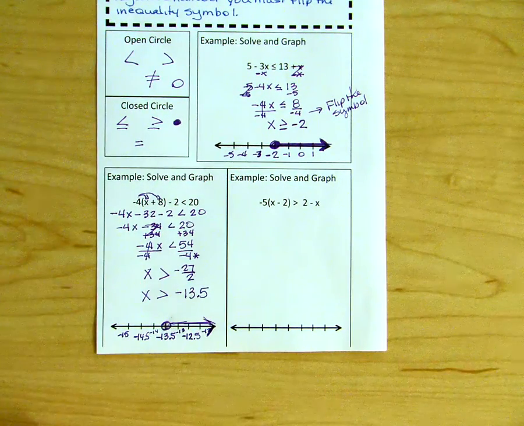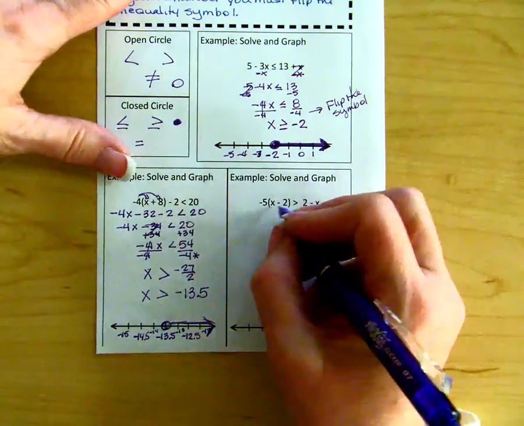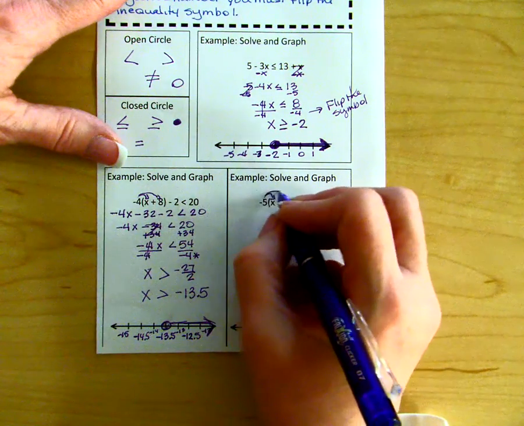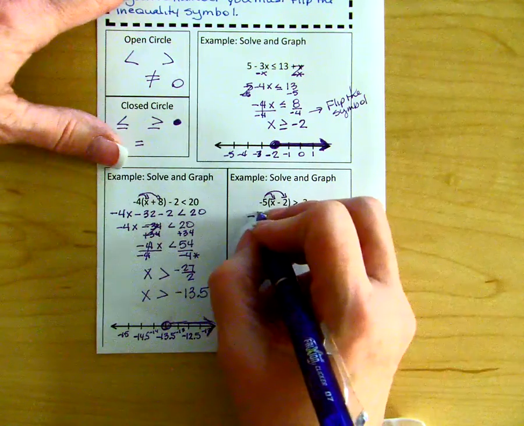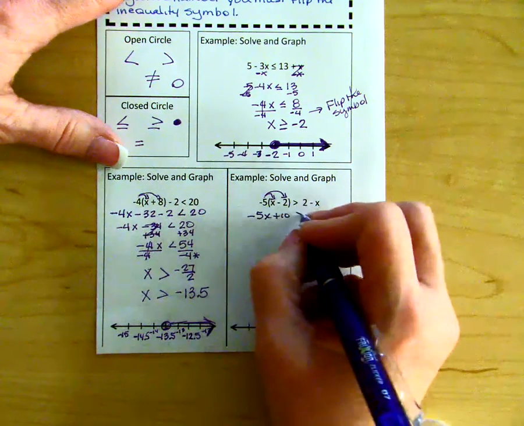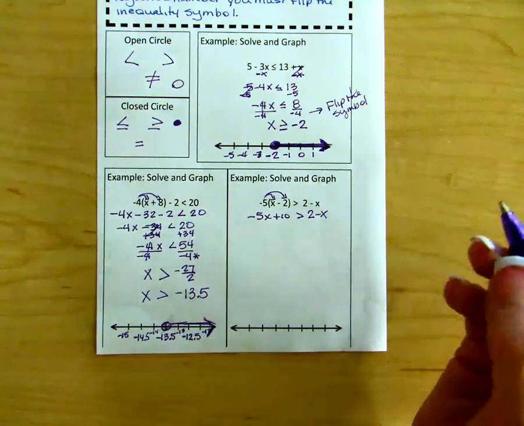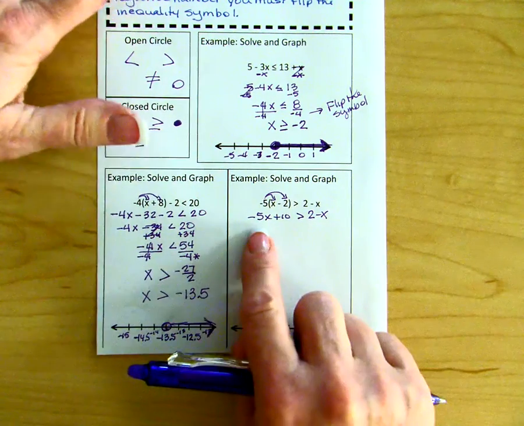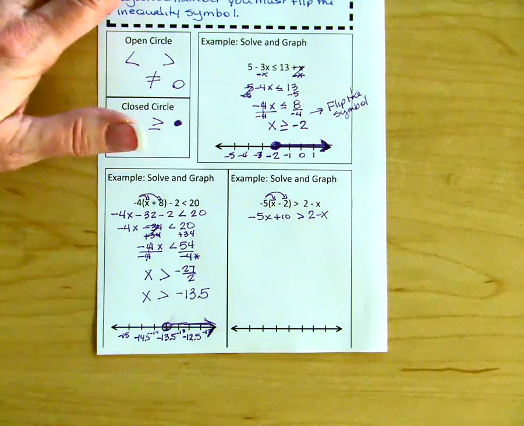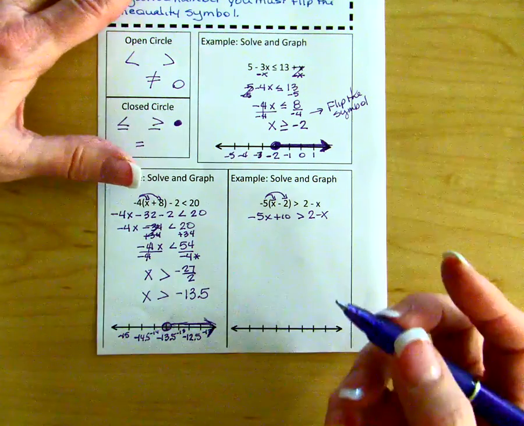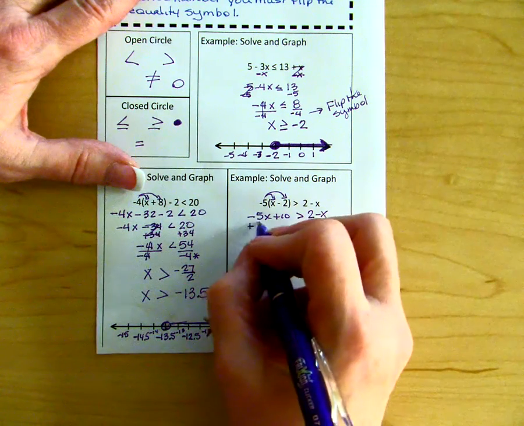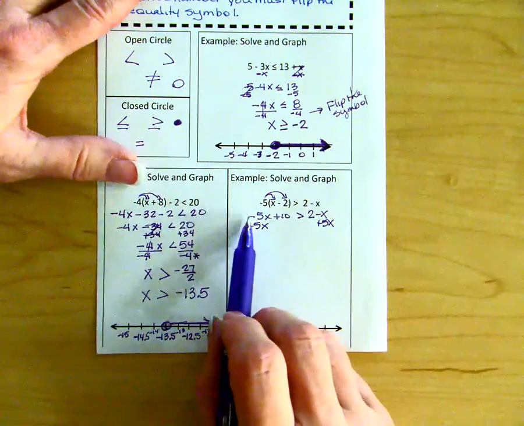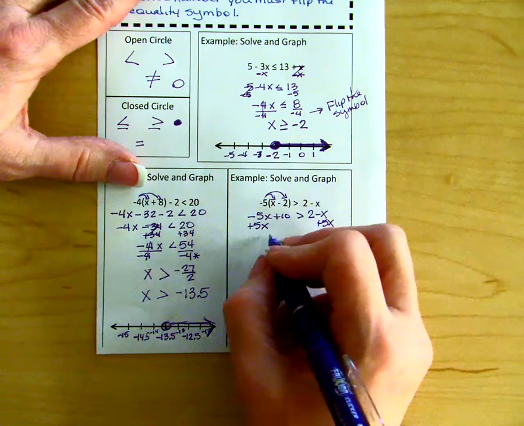The last example is negative 5 times the quantity x minus 2 is greater than 2 minus x. So we don't have any fractions to clear, but we do need to simplify. So we get negative 5x plus 10 is greater than 2 minus x. For inequalities, it would be nice to have the variable on the left-hand side, but I do want to show you about the flip-flopping and about the order mattering. So I'm going to go ahead and take care of this negative 5x by adding 5x to both sides, because that'll get rid of the negative 5x.